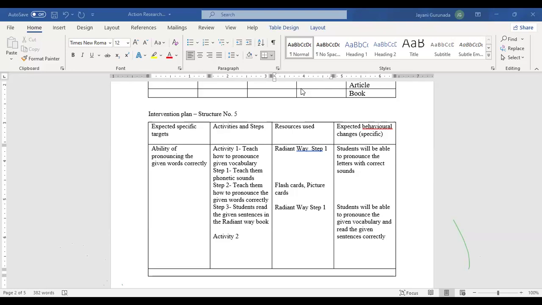Step 2: give a task sheet with cue cards and ask them to paste it accurately. Step 3: gives pictures and asks students to write sentences. Resources used: cue card, sentence strip, task sheet, pictures. Expected behavioral change: students will be able to identify the SBA pattern for R and R not.